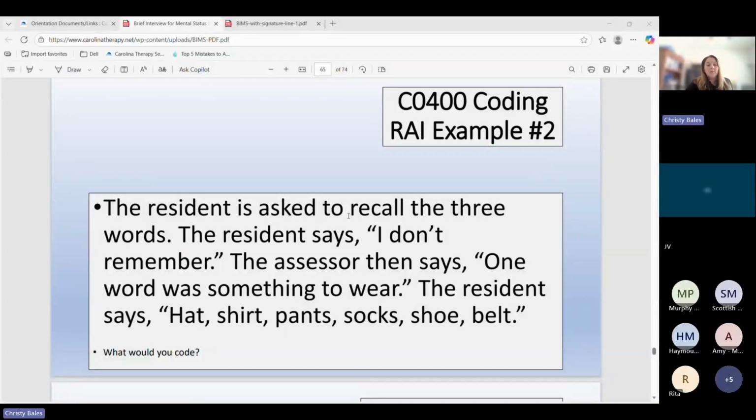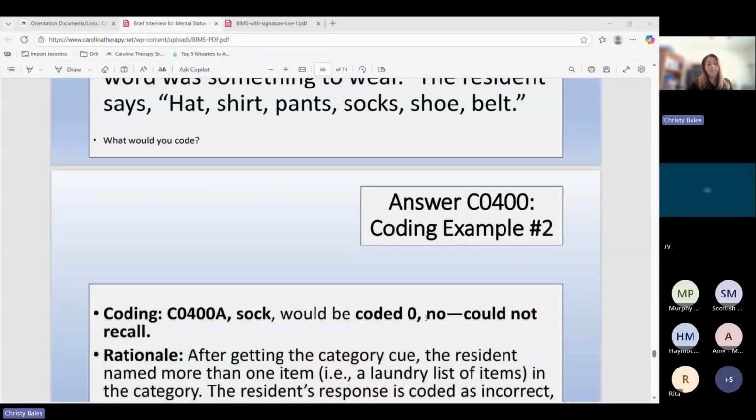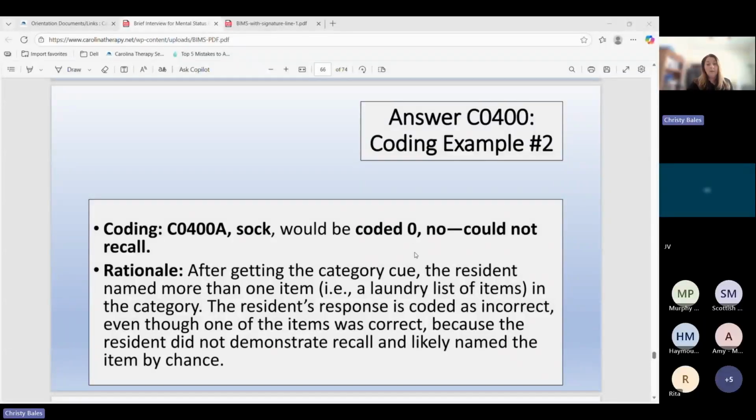So the resident is asked to recall the 3 words. The resident says, I don't remember. The assessor then says, one word is something to wear. The resident says, hat, shirt, pants, socks, shoe, belt. How would you code? Sock would be coded as 0, could not recall. After getting the category cue, the resident named more than one item, a laundry list of items, in the category. The resident's response is coded as incorrect, even though one of the items was correct, because the resident did not demonstrate recall and likely named the item by chance.